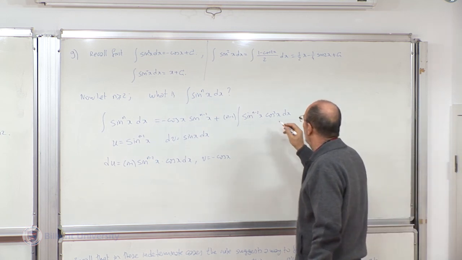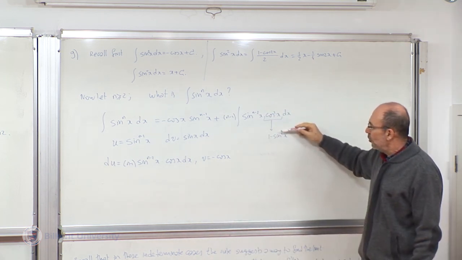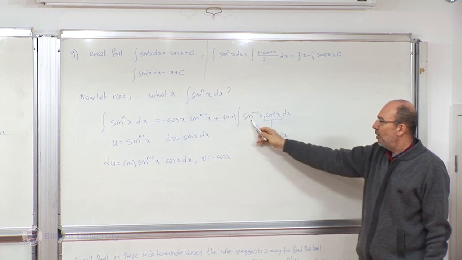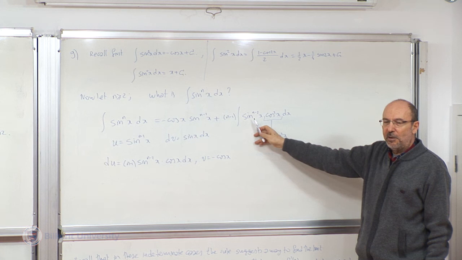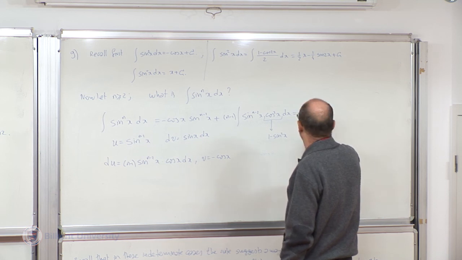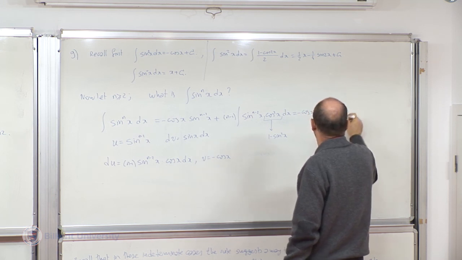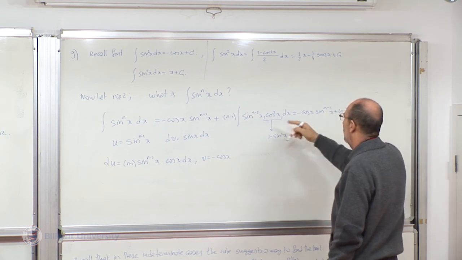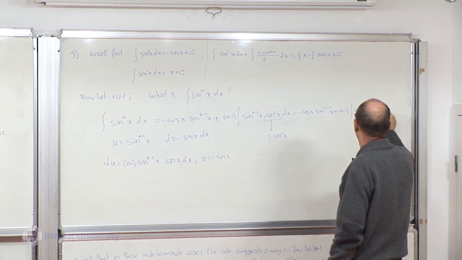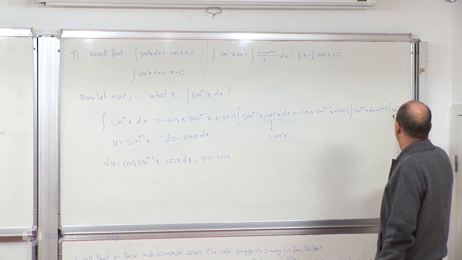Okay, so you see now here this cosine square, I can write it as 1 minus sine square x. This sine square will give me, together with this, the integral I started with. This one will give me the integral with the 2 less power. So if we write this, I have minus cosine x sine to the n minus 1 x plus n minus 1 integral sine to the n minus 2 x dx, and I have minus n minus 1 integral sine to the n x dx.